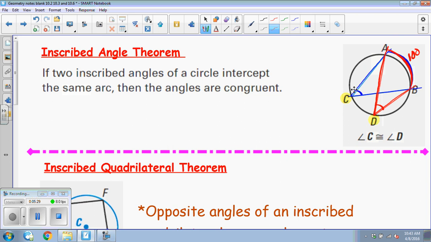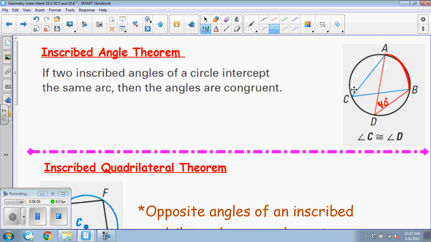Now, you need this theorem because they may not give you what this arc is. For example, they might say this is 40. You don't know what this arc is, but they'll say, what's angle C? Well, you have to know that that's 40 because of this theorem. If you didn't know the theorem, you would have to logically see that they both create the same arc, so they have to be the same. Yes?